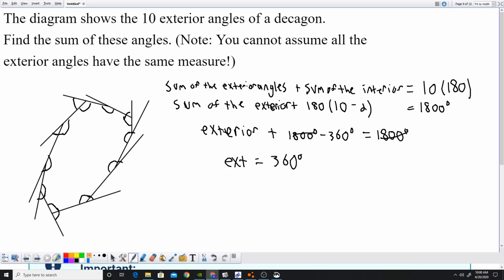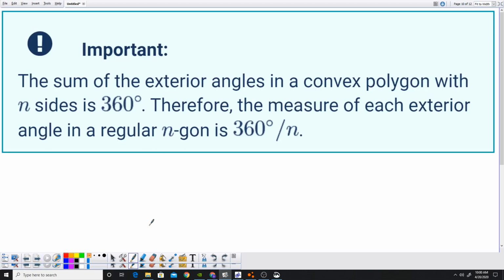Well, isn't that pretty interesting? So we have that the sum of the exterior angles is 360. Now why is that? How can we figure out something cool or some sort of relationship that we can figure out with these angles on the exterior? Well, it turns out that the sum of the exterior angles with n sides is just 360. Always 360.